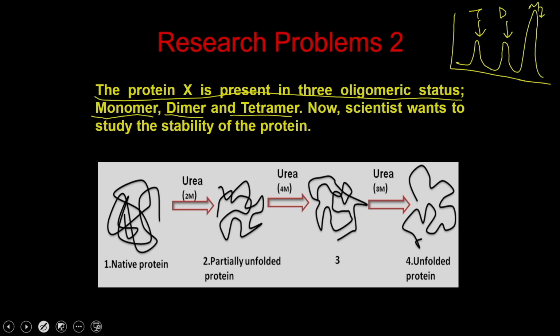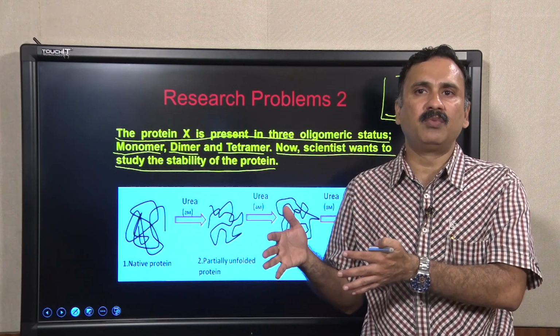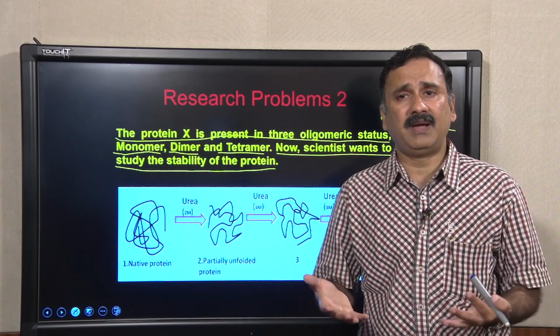Okay. So, it has already been set that the protein X you have produced has 3 oligomeric states, and now the scientists want to study the stability of this particular protein. Before getting into the details, the stability is a very vague term, and you can have the stability of a protein against multiple parameters.